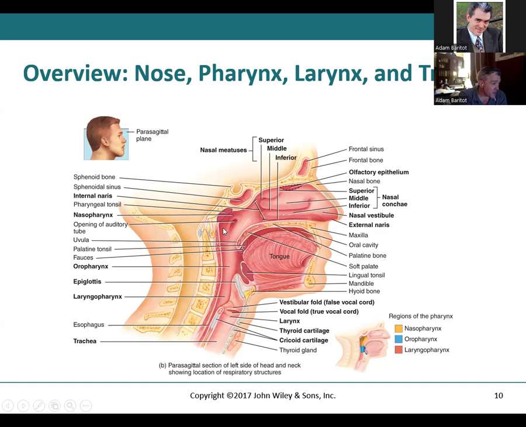Nasopharynx. Nasopharynx is an aperture that may lead to your eustachian tubes and into your ears. Nasopharynx is that route. That opening of the auditory tube there is specifically the tube to your ears. Nasopharynx is this region of your throat, the pharynx behind the nose.